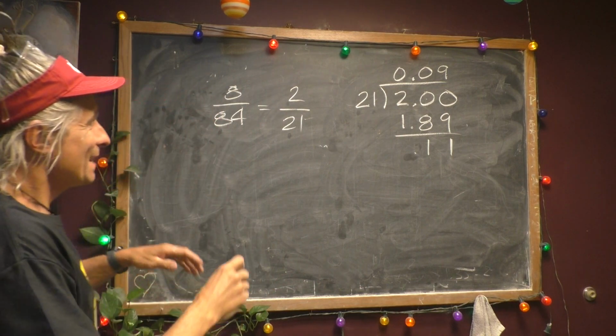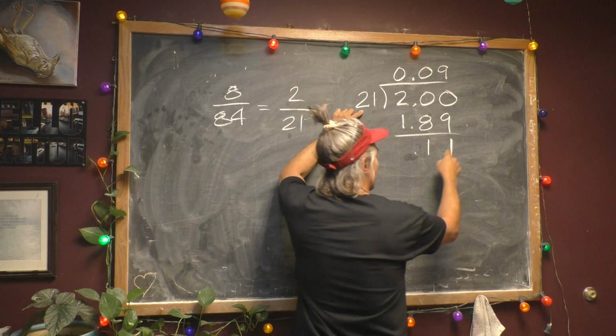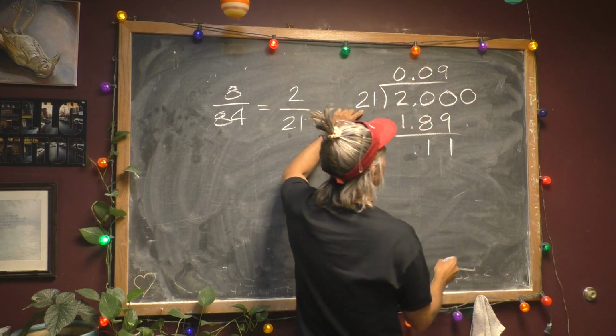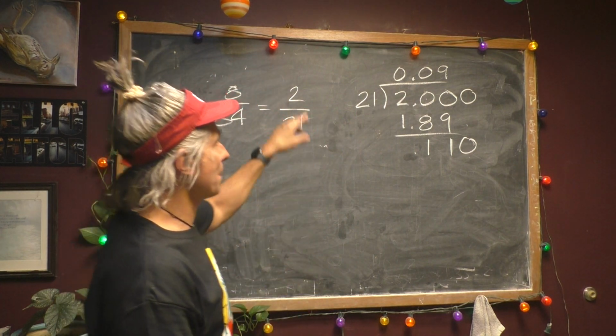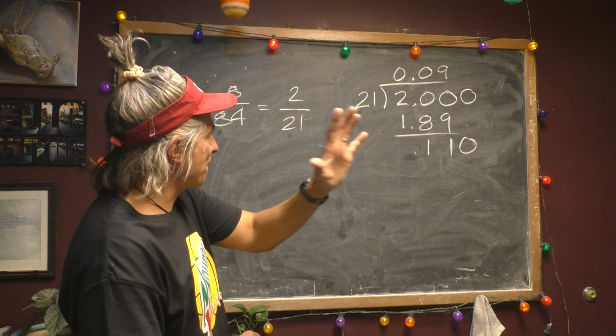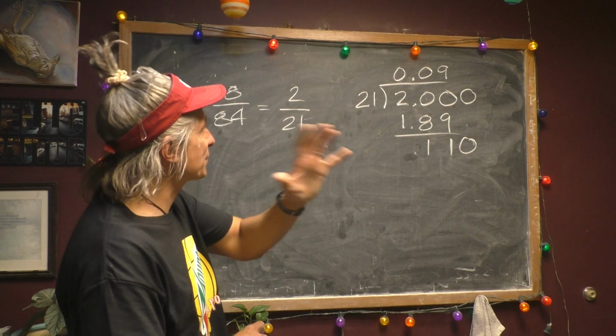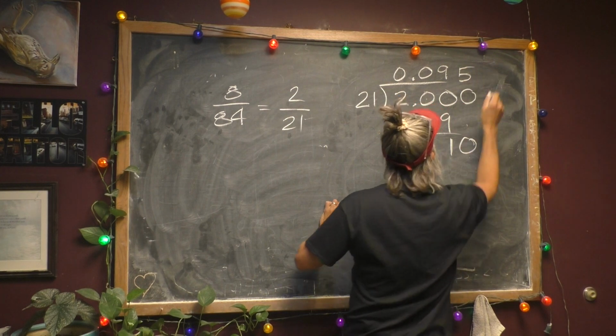Okay? Now the problem here is 21 doesn't divide into 11. So we've got to put another space there and bring that guy down. And now we got to figure out how many times 21 goes into 110. I'm going to go with 5. I think it's 5, because 5 times 20 is about 100. So I'm going to stick a 5 right there.